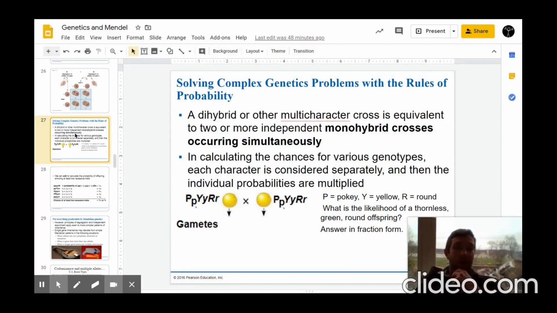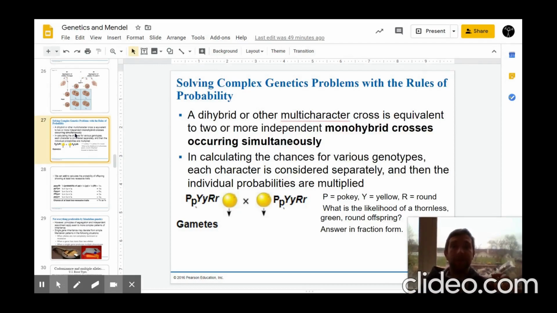And I'm curious here, what is the likelihood of a thornless green round offspring? And that would be recessive in the case of the thorns, right? Because it would be not pokey. So we're looking for little p. It would be recessive in the case of the yellow or green traits. So we'd be looking for little y. And we'd be looking for a round offspring. That is a dominant trait.